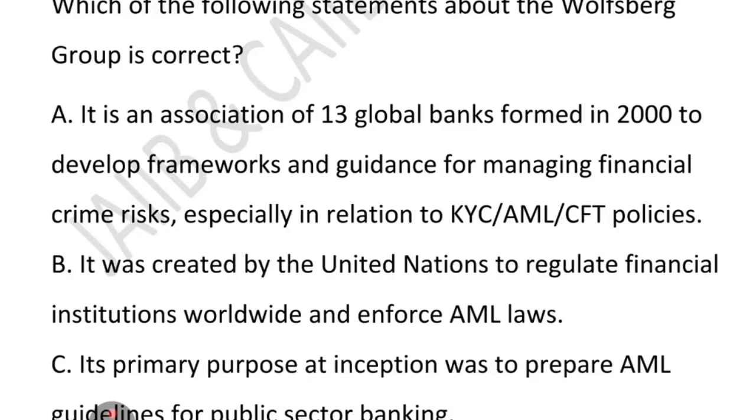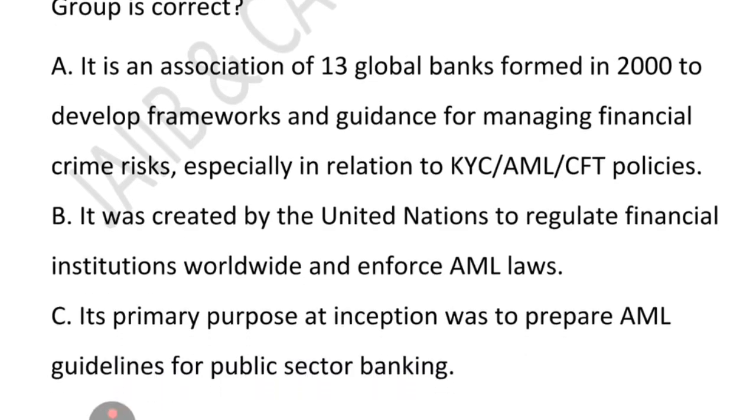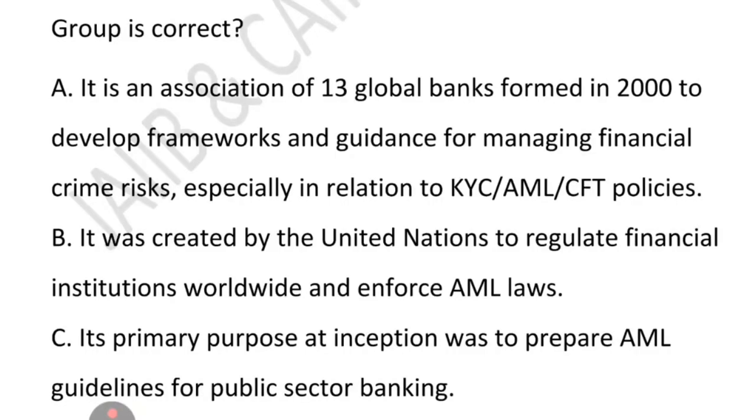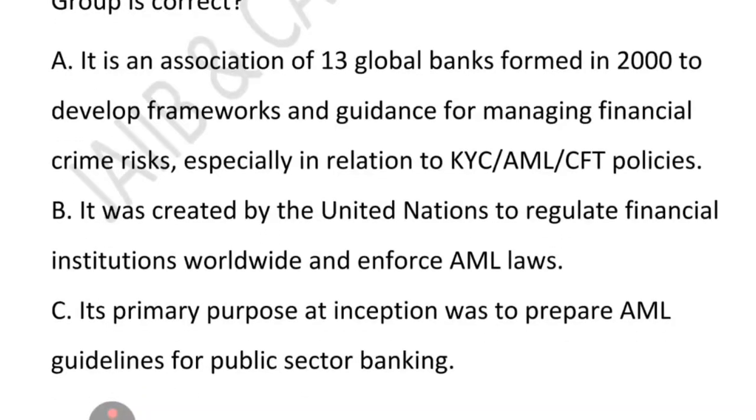You can think of it like a group of top chefs making food safety rules, but for banks instead of restaurants. Option B says that it was created by the United Nations to regulate financial institutions. This is wrong. This is not a UN group. It is a private group, formed by the banks themselves. UN has nothing to do with that. And the second point is that it does not enforce law. See, it only gives guidance. It does not enforce any law. It is a simple example. It's like a car club making safe driving tips, not the traffic police handing out tickets.